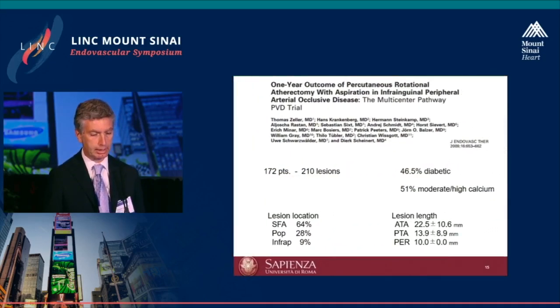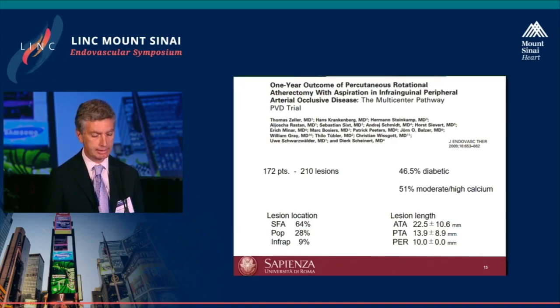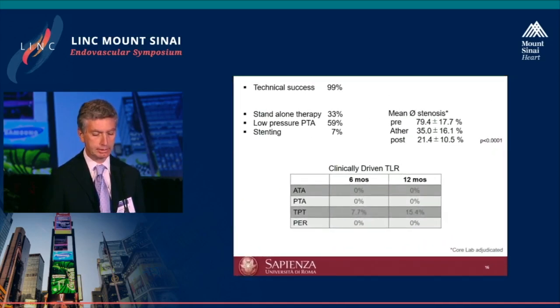This is the study that was conducted, presented by Thomas Zeller regarding the use of the Pathway. There is a different device with different technical characteristics. Again, above and below the knee, but there was also the evaluation of moderate to high calcified lesions in the 3 vessels below the knee, and this is the outcome. You can see that the clinically driven TLR is pretty good, especially after 1 year, except for the tibioperoneal trunk, which is a little bit more challenging area where maybe this device is not working very well. But you can see also that low-pressure inflation was performed in the majority of the cases after the use of the atherectomy.